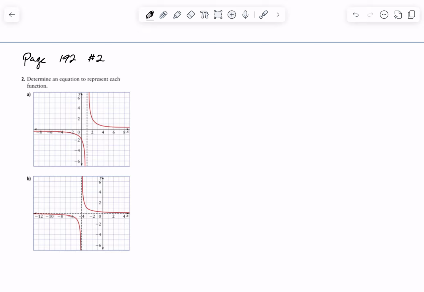All right, so this is number 2 from your review. Okay, the first part on page 192. And it's still falling under what they kind of deemed as being reciprocal linear functions, right? And if that's a bit of a jumble for you, it just simply means 1 over x or variants of it, okay?